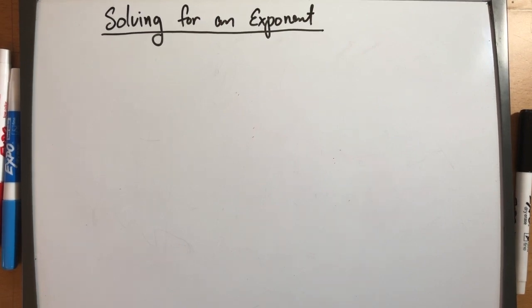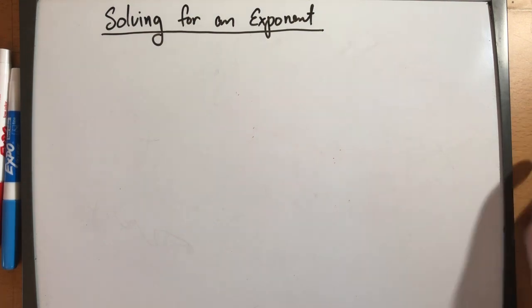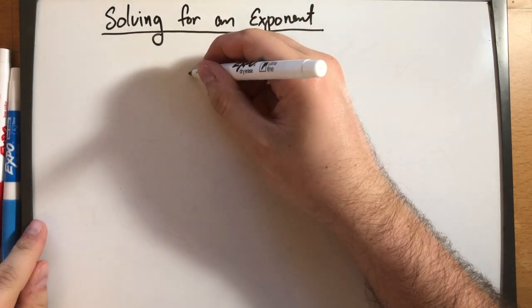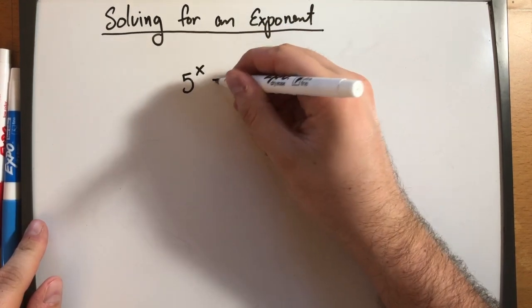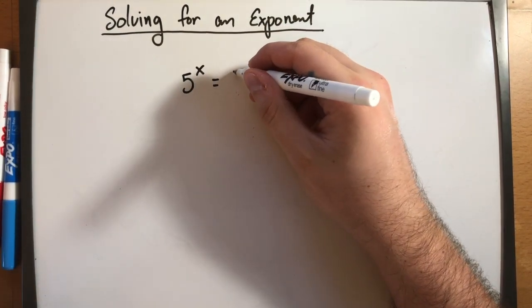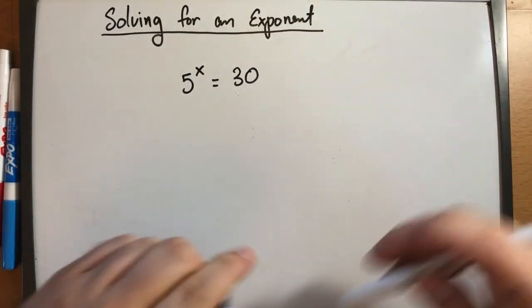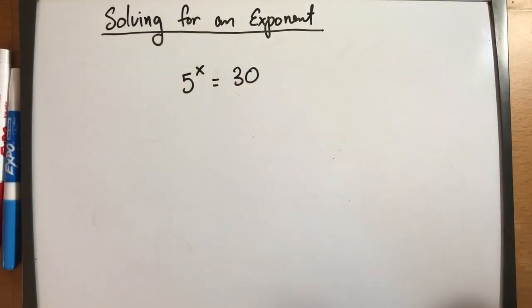So this is the last video in this series on logarithms, and this leads up to some of the most important uses of understanding logarithms, which is basically when we are trying to solve for an exponent. So let's take, for example, 5 raised to the x is equal to 30. So our goal is to figure out what is this exponent.